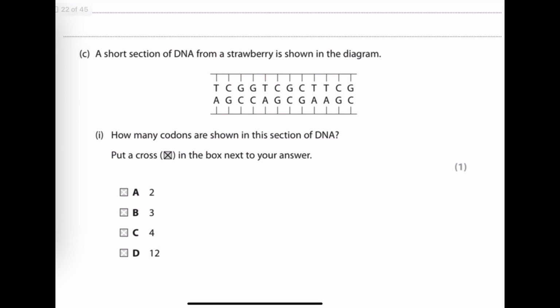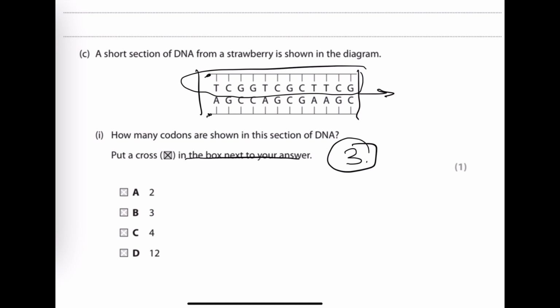So a section of DNA from a strawberry is shown in the diagram. How many codons are shown in this section of DNA, and put a cross next to the answer. So we know a codon is every 3 bases. And even though it does show 2 strands, we don't need to count them separately, because in real life, when they go for transcription, we only use one of them as a template. So if we just go by every 3, we can see that there is 1, 2, 3, 4. So it's 4.